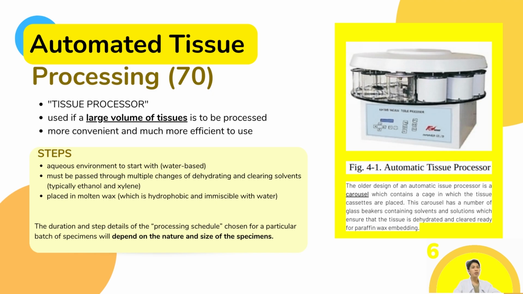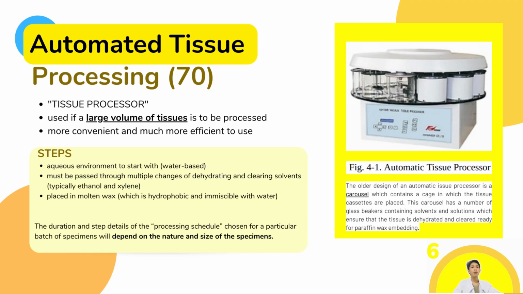So on your right, as you can see, is an automated tissue processor. The older design of an automatic tissue processor is a carousel type, which contains a cage in which the tissue cassettes are placed. This carousel has a number of glass beakers containing solvents and solutions, which ensure that the tissue is dehydrated and cleared for paraffin wax embedding.